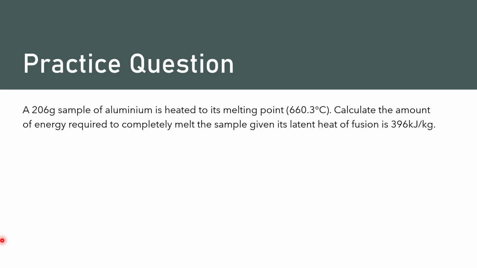So really simple practice question just to sort of play around with the key concept. To begin with, we have a 206 gram sample of aluminium. It's being heated to its melting point. We then need to calculate the amount of energy that's required to completely melt the sample if its latent heat of fusion is 396 kilojoules per kilo. What I'm going to do first is extract all my key data. Note that I converted my mass of aluminium to kilos to match my specific latent heat of fusion. From here, we're just going to use our Q = mL formula. There's no solving that's required, so we can just substitute immediately.